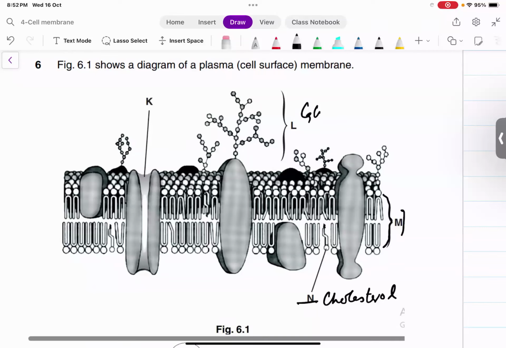This is glycocalyx, and you have this channel protein. Okay, and what else is there? Then this may be a glycoprotein, this whole structure. This may be a glycoprotein, and this may be, again, a glycoprotein. This may be a glycolipid, and these are phospholipid molecules, and this is a cholesterol molecule. So you can identify these different components.